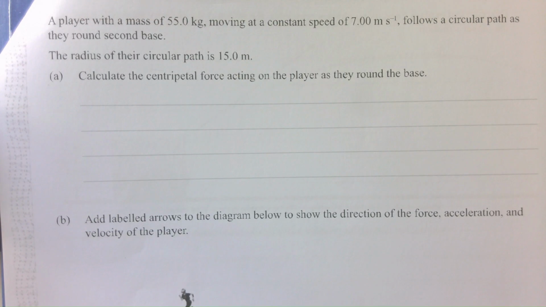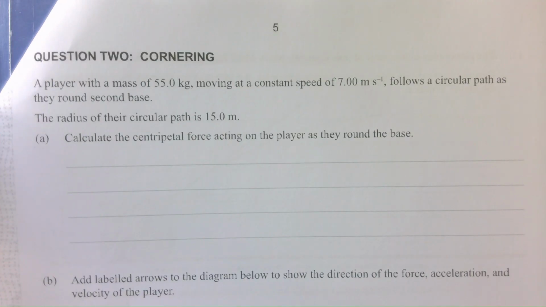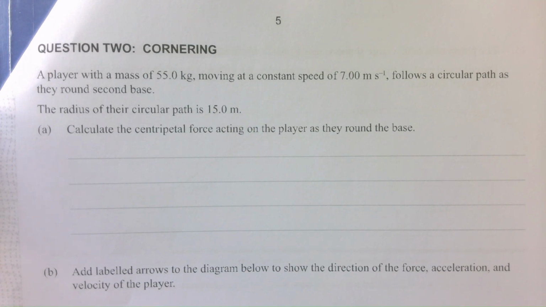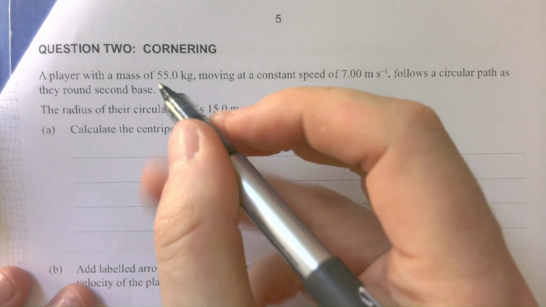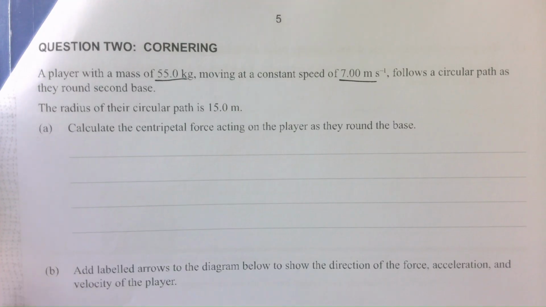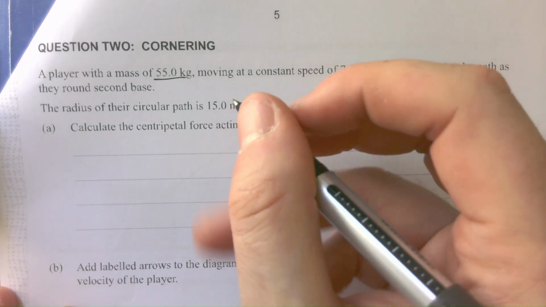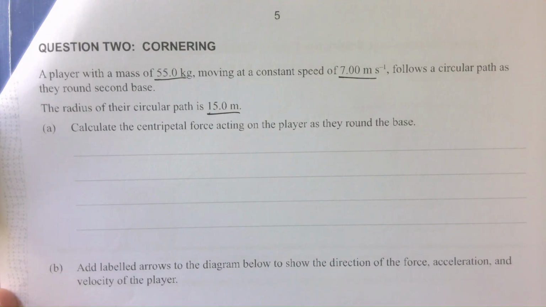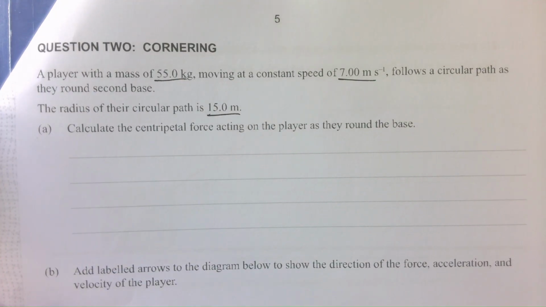For question 2, we are looking at cornering. We are told that a player has a mass of 55 kilograms, moving at a constant speed of 7 meters per second. They follow a circular path as they round second base. We're still talking about softball. The radius of the circular path is 15 meters. Calculate the centripetal force acting on the player as they round the base.